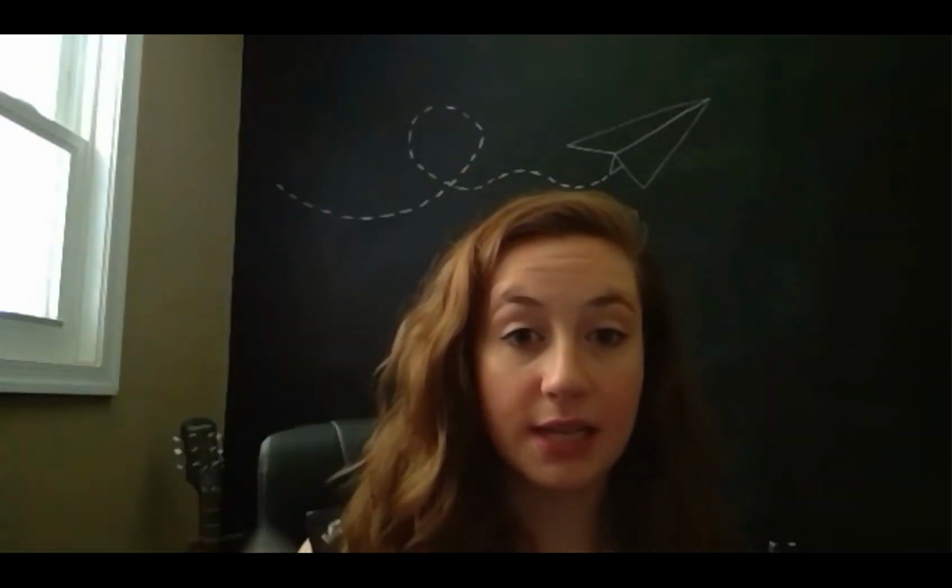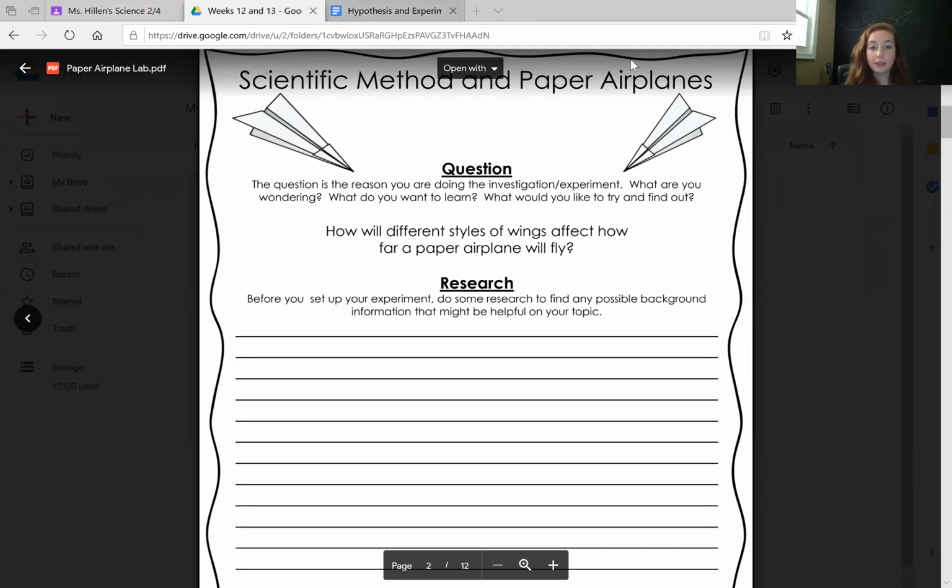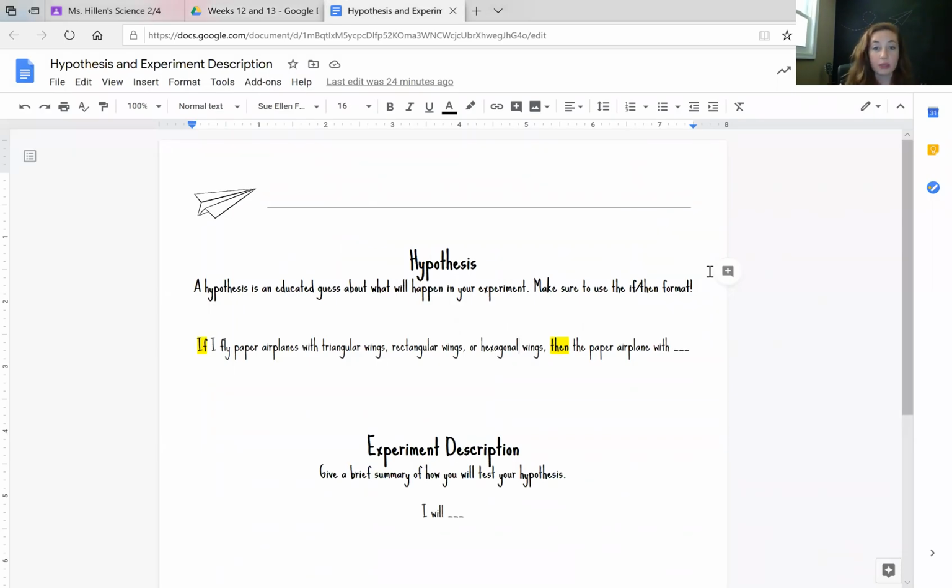So for today, what you're going to be doing is working on a document that allows you to type down your hypothesis as well as your experiment description. Here is your hypothesis, and it writes underneath exactly what a hypothesis is. A hypothesis is an educated guess about what will happen in your experiment. Remember, we're trying to see how different shaped paper airplane wings are going to affect how well the airplane flies.